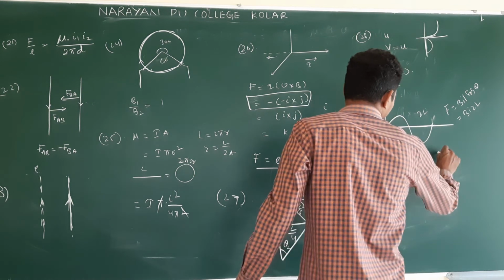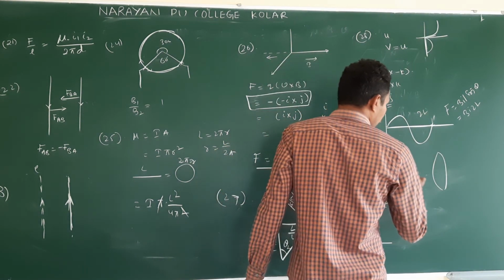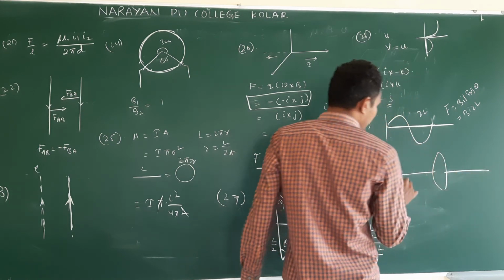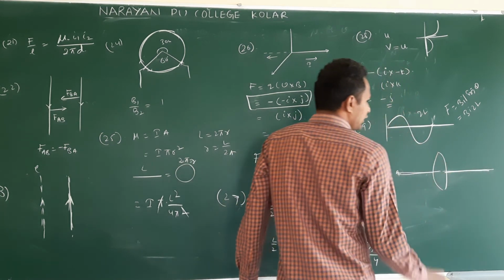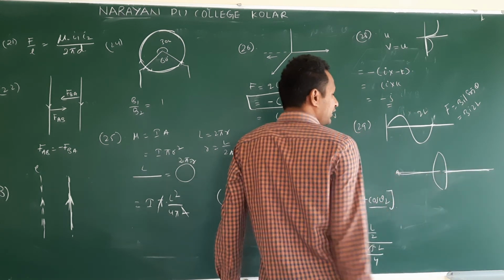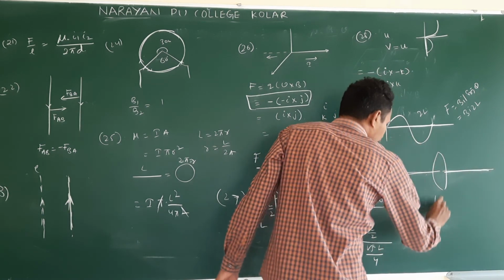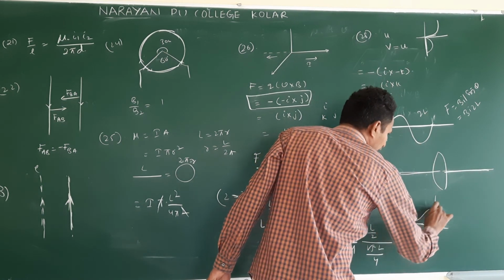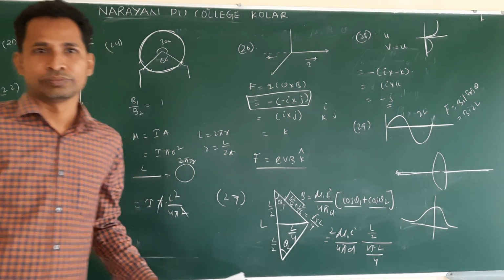Very simple. This is the circular coil. This is the center. We are moving along the negative axis to the center and away. As it moves toward the circular coil, does the magnetic field increase or decrease? Increases. And when moving away from the coil, it decreases. So the variation of the magnetic field will be like this. So option 2 is correct.